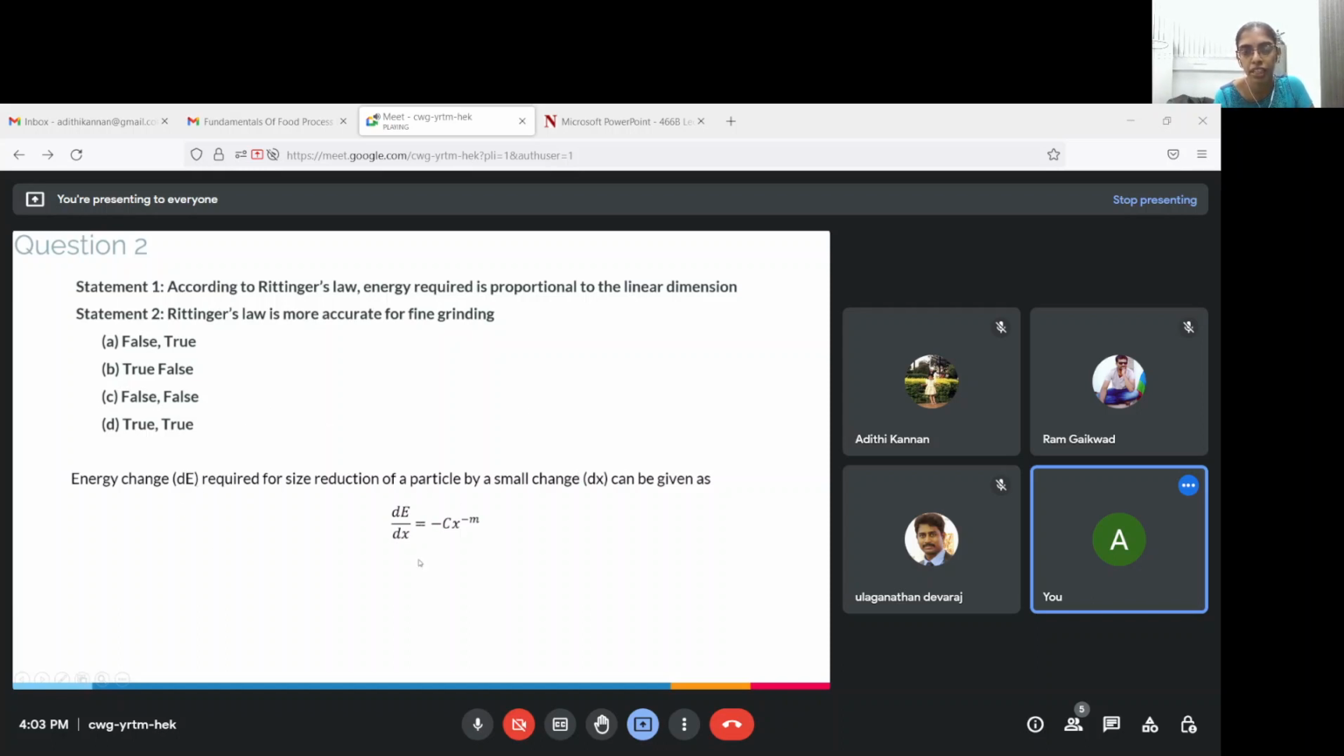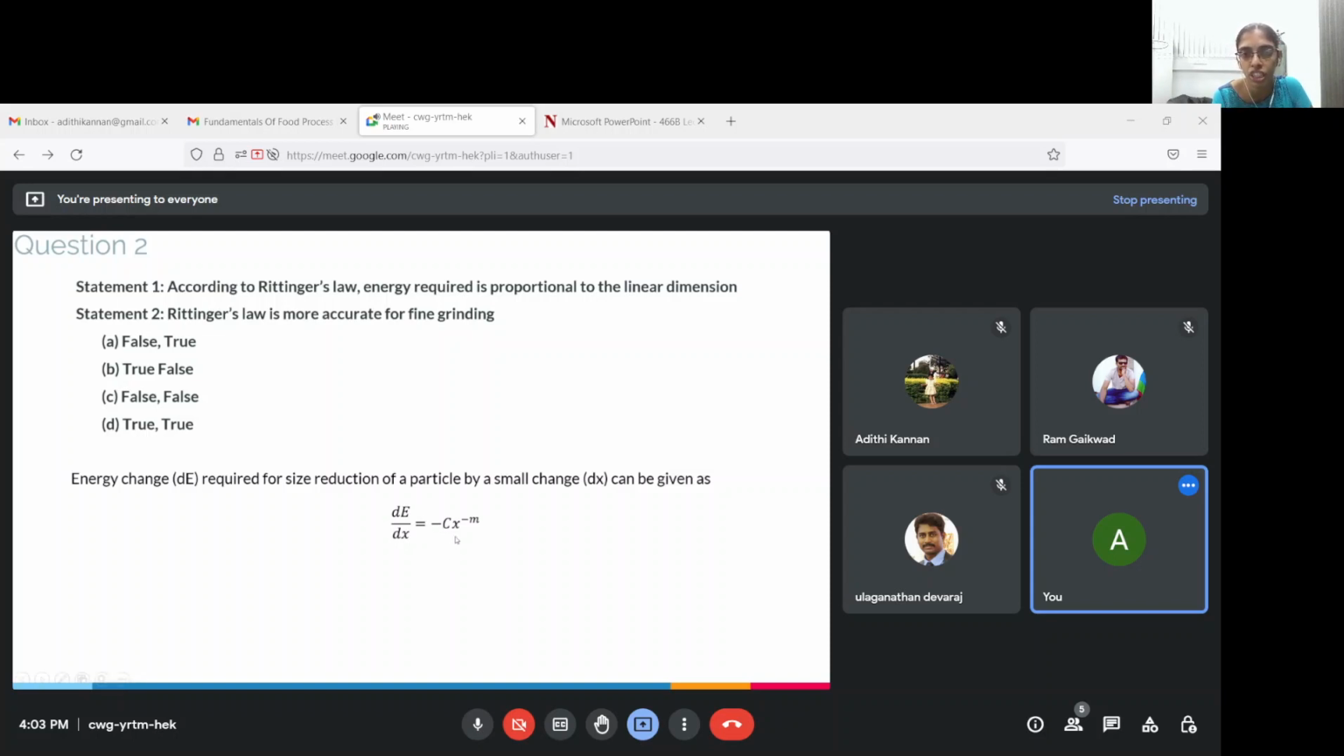So dE by dx is given by minus C x power minus m. You have a minus here because the greater the change you need, the more you have to give. Small x is the dimension of the product. So the smaller you want the dimension, the more energy you need to give. That is why it is inversely proportional.